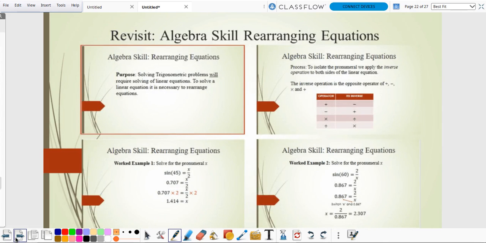So just a bit of a recap. Remember, rearranging, we need to know how to do that. And we need to remember our inverse operations. The opposite of plus is minus, minus is plus, times becomes divide, divide becomes times, whenever you're trying to solve certain questions.